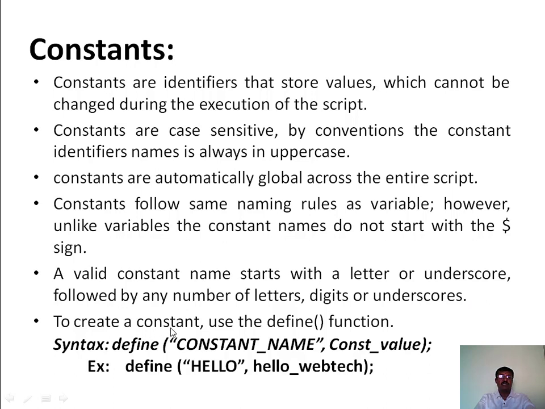To create a constant in PHP, we use the define function. The syntax is as follows: define within parentheses, here is your constant name, and its constant value. Here is an example. Here I am going to define a constant called hello with the constant value hello vector.